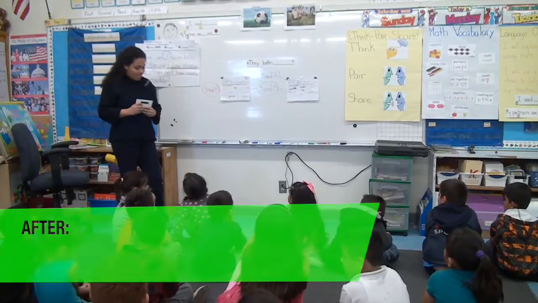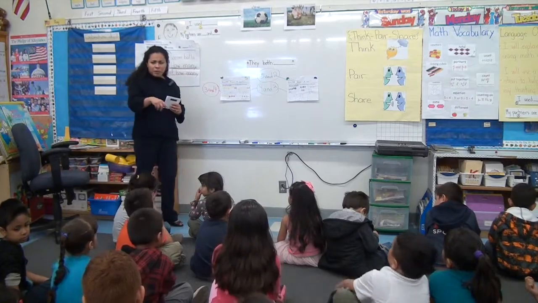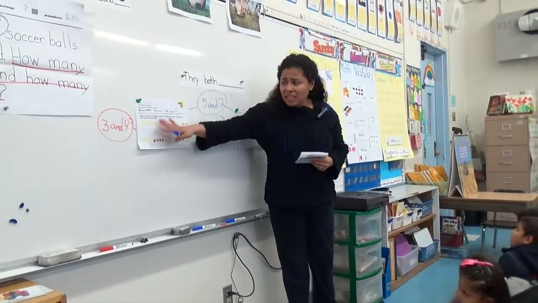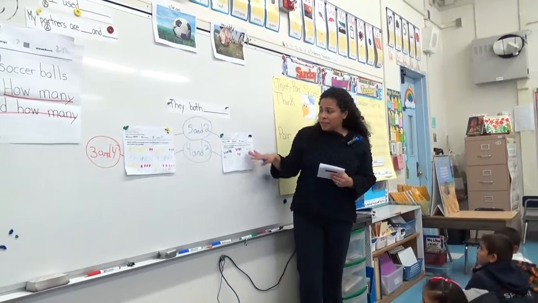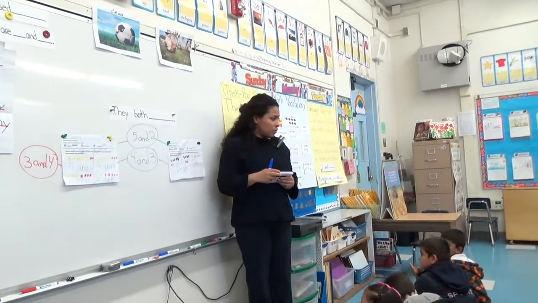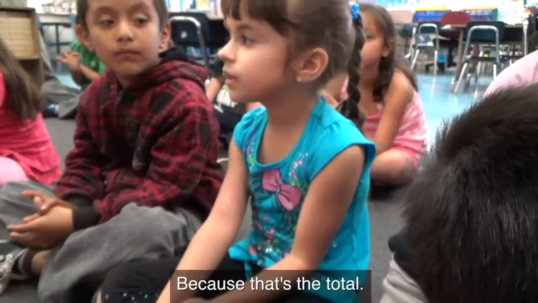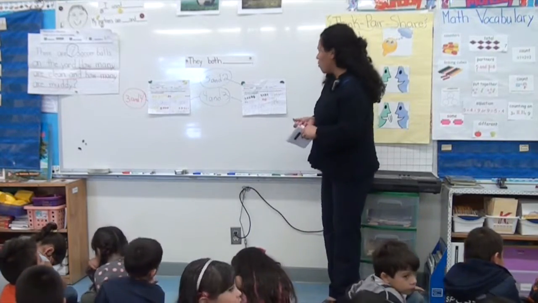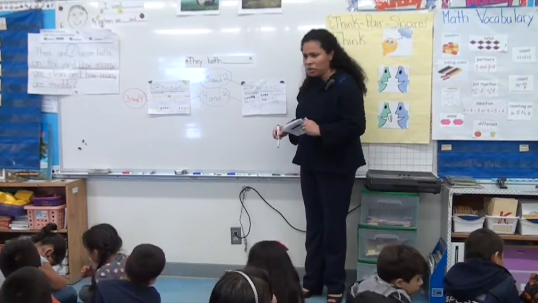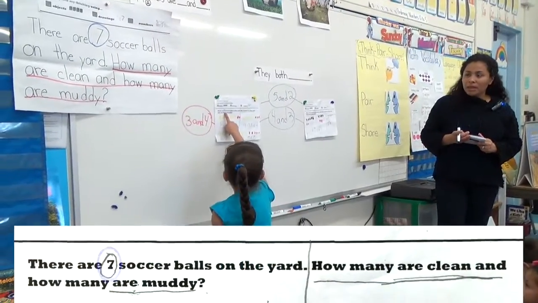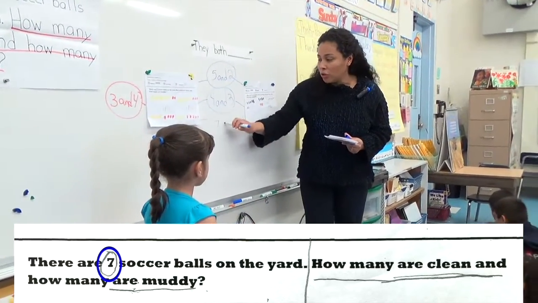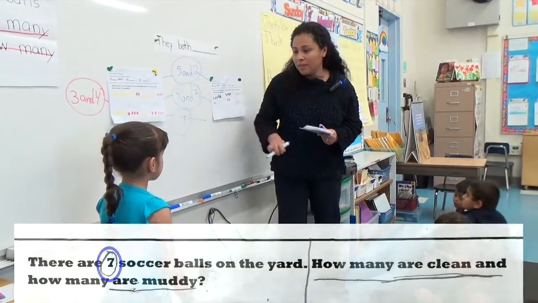They both have 7. Can you talk to your partner about that? Because that's a total. You know, Ulises has 7, and Daniela has 7. Where are we getting 7 though? Because that's our total. Was our total 7? Yes. Where does it say that we have 7 as our total? In the problem. Do you guys remember that? 7 is our total, and you're right, they both have 7.